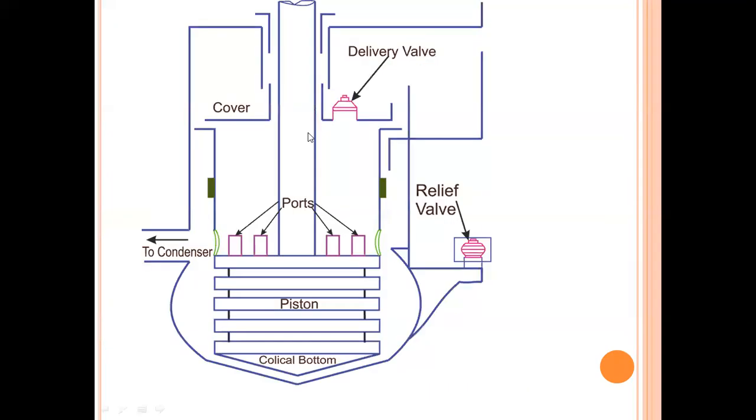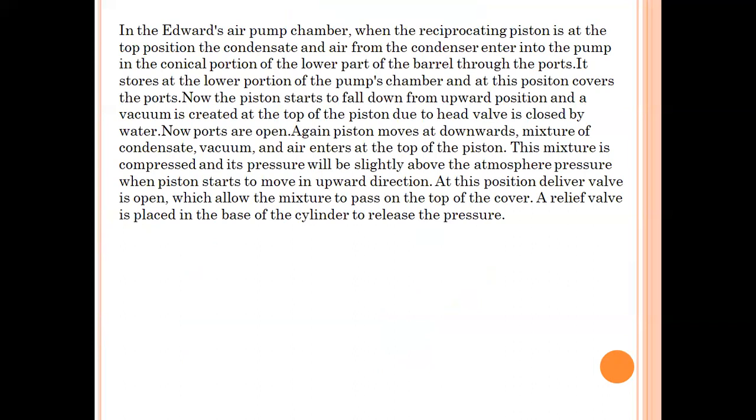In the Edward air pump chamber, when the reciprocating piston is at the top position, the condensate and air from the condenser enter into the pump, in the conical portion of the lower part of the barrel, through the ports. It collects at the lower portion of the pump chamber and this position covers the ports.